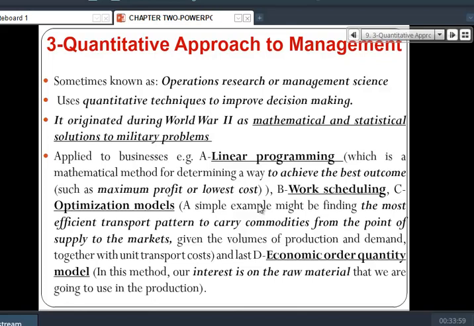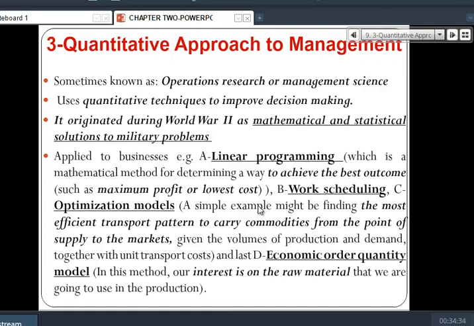So work scheduling and optimization models. As we can see here, they put a schedule, a scheme, a timetable for their work to achieve the work. Also they push them to optimize the work. The most efficient transport pattern is to carry commodities from the point of the supplier to the markets, given the volumes of production and demand together with the unit transport cost.